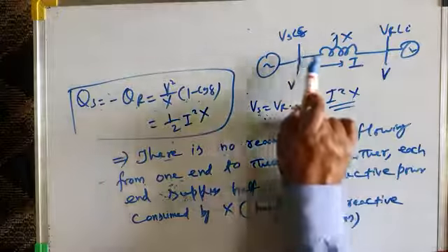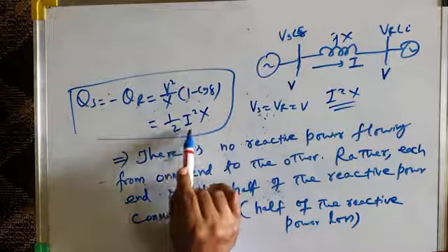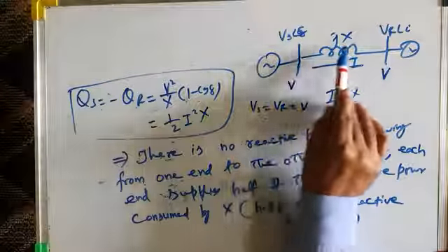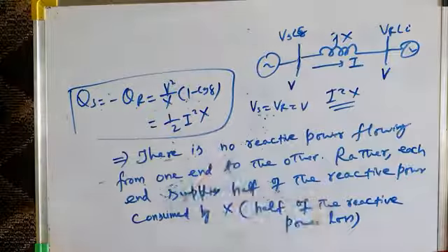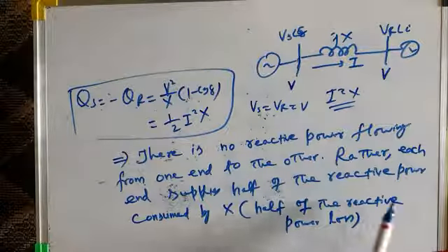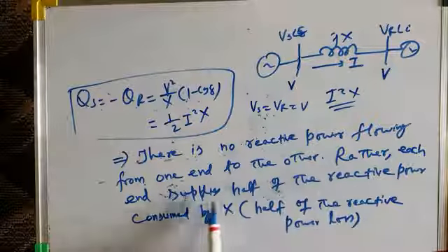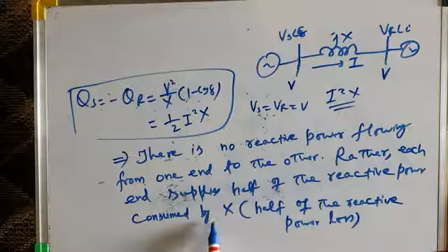And therefore, half of this reactive power loss, 1 by 2 I square X, will come from the sending end, and half of the reactive power loss will come from the receiving end. That's what I have written here. Rather, each end supplies half of the reactive power loss.